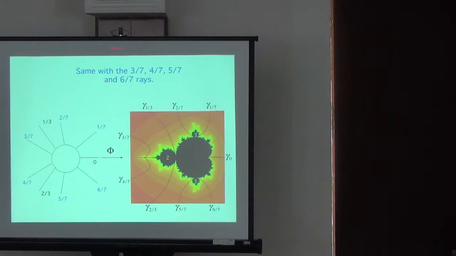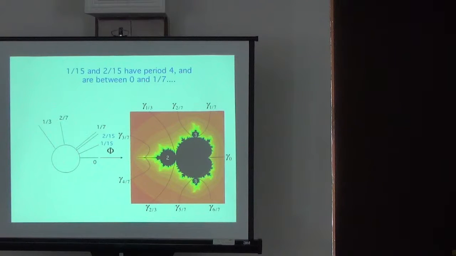Okay, if you take the 5/7 and 6/7 rays, they're down here. They also land on the period 3 bulb. The 3/7 and 4/7 rays don't land on the bulb. They actually land on that little set there. If I would magnify that, you'd see a baby Mandelbrot set.